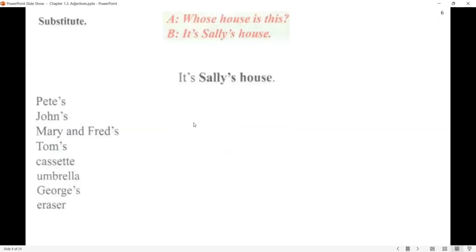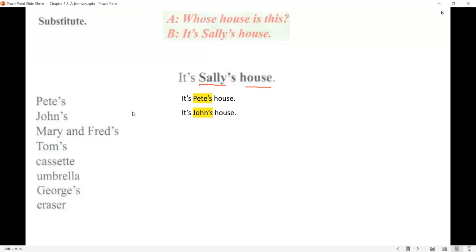Let's continue. In this exercise, again, we have a substitute drill, and you're going to change Sally, and you're going to change house. Whose house is it? It's Sally's house. Again, pause the video, make your sentences. When you're ready, check your answers with me. It is Sally's house. Pete's. It is Pete's house. John's. It is John's house.